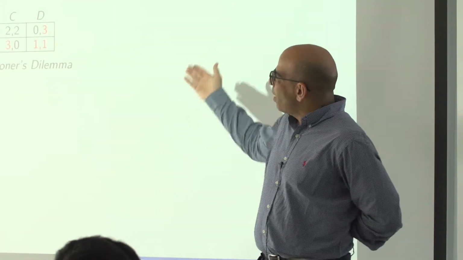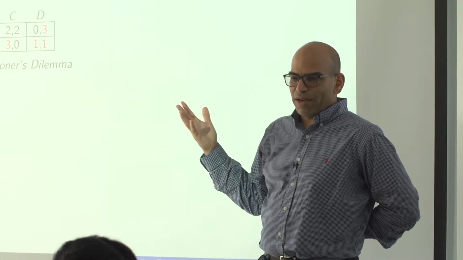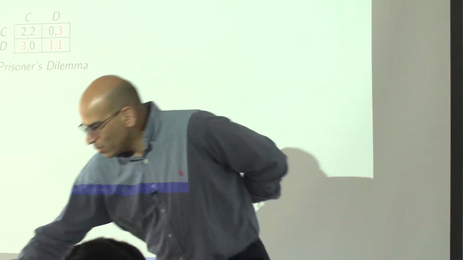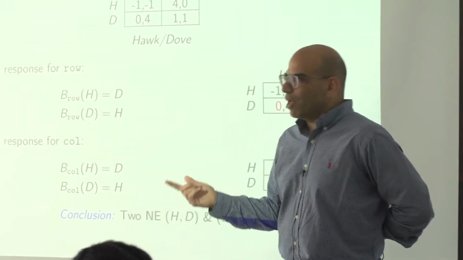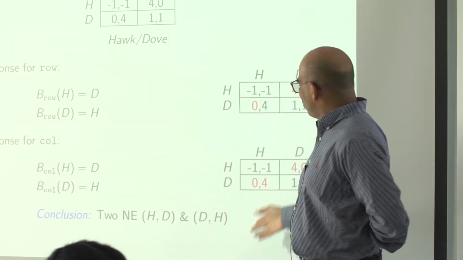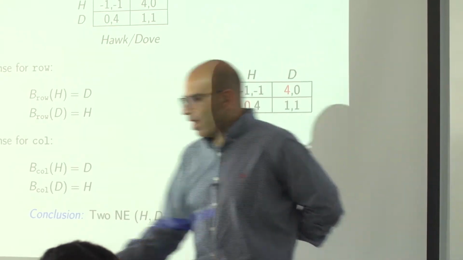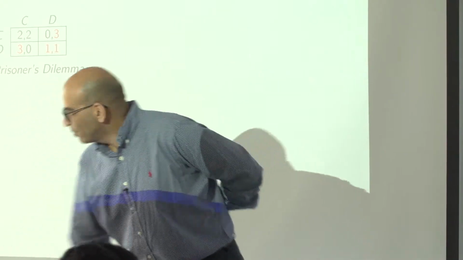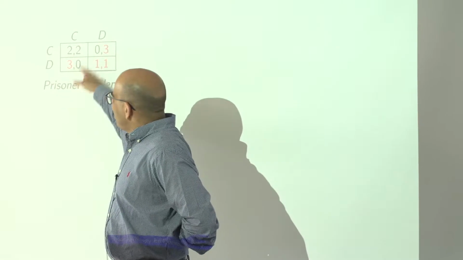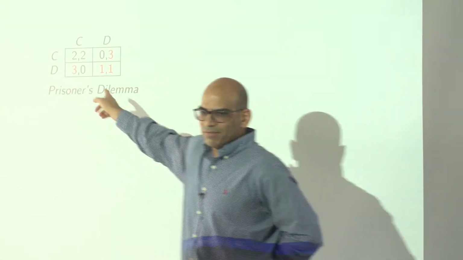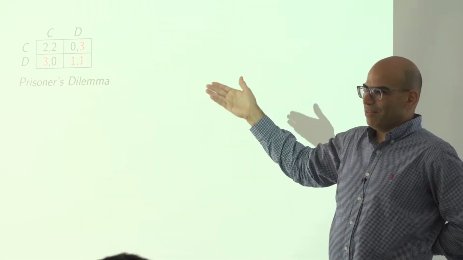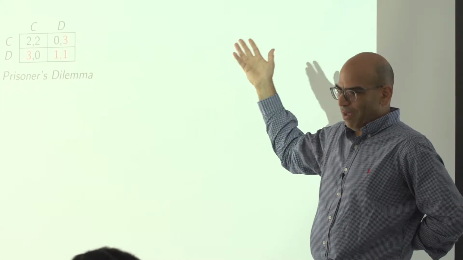Okay? This, by the way, is what's known as a dominant strategy. Generally, best response is sensitive to what the other person does. Should I play H or D? Well, it depends on what the other person is playing. Look what happened in prisoner's dilemma. Should I play C or D? I don't care what they're playing, D is better. So D dominates C. No matter what they're doing, D is better.